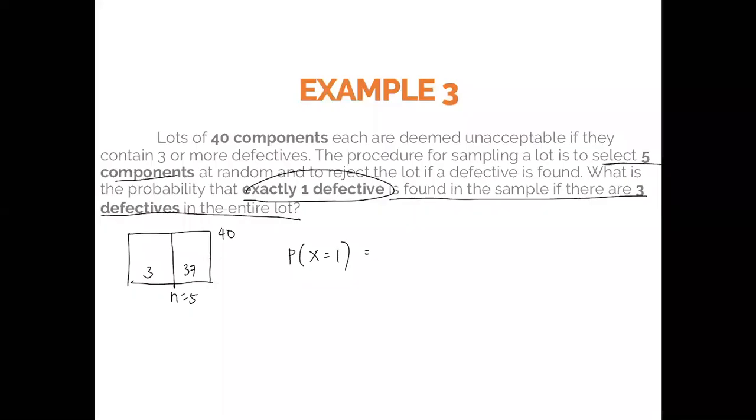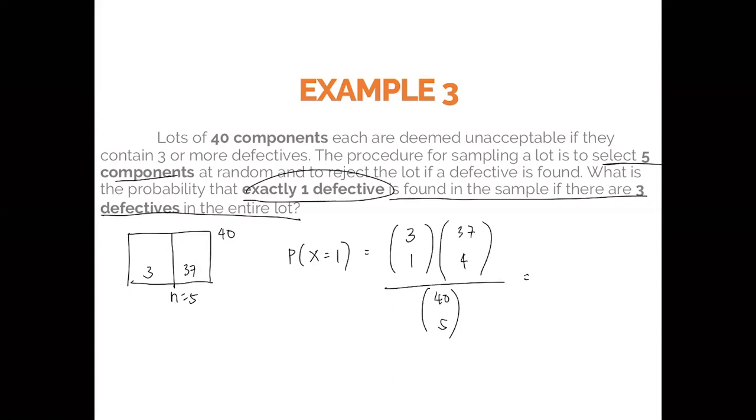Okay. Mula dun sa number ng defective natin, meron tayong 3, kukuha tayo ng isa doon kasi exactly 1. Then, since 5 yung kailangan natin kuning components, mula dun sa 37 na hindi defective, kukuha tayo ng 4. So, total 5 na yung sample natin over 45. Okay? So, apply lang natin, magiging 3C1 multiplied by 37C4 over 40C5. Okay?